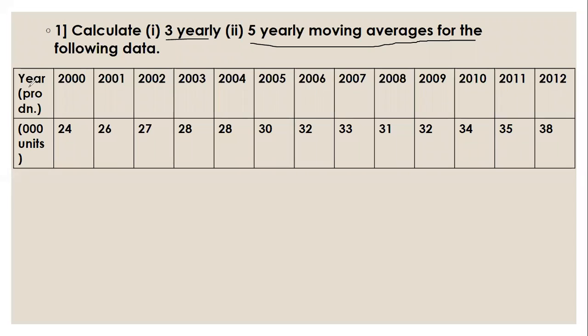What they have given to us is the year, the number of years from 2000 till 2012, and the production in thousands of units. Which means in the year 2000 you had 24,000 units of production. In 2001 there was a production of 26,000. Likewise, all these are in thousands of units, but instead of writing zeros so many times, they have put that in this format here. So this is your question. Now let us go to the solution part.